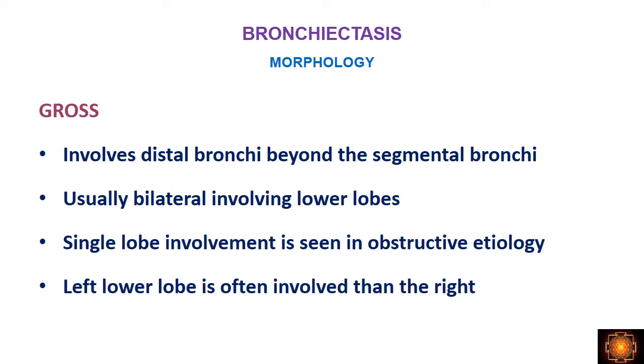Now, when we see the morphology grossly, bronchiectasis usually involves the segmental bronchi and the distal bronchi beyond the segmental bronchi. Usually if it's an infection, bilateral involvement will be present, involving the lower lobes. And if the cause is obstruction, then only a single lobe will be involved. Most commonly we see left lower lobe involvement compared to the right side.